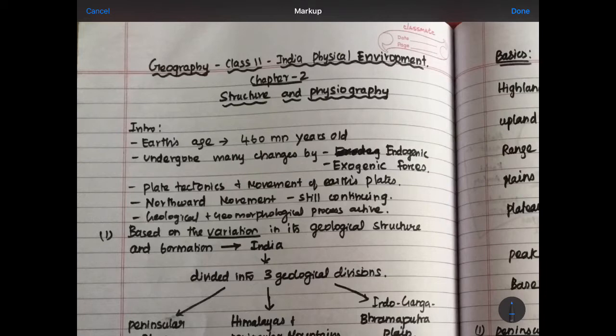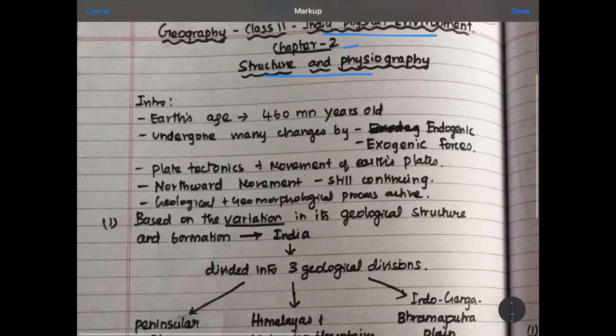In this video, it is all about chapter 2, which is a continuation of the Indian Physical Environment book, class 11 NCERT. This chapter deals with the structure and physiography of India. When you take a terrain map or physical map of India, you can see certain structures, and the study of those structures is what this chapter is all about. So this is the introduction part given in the book.